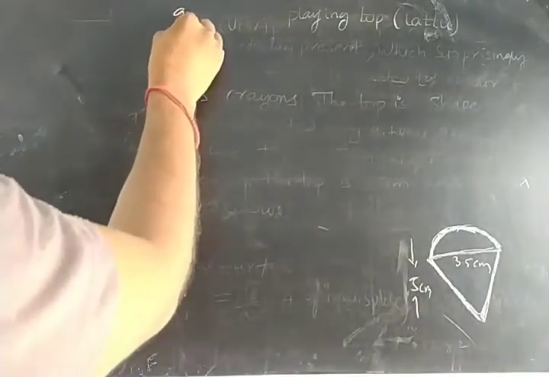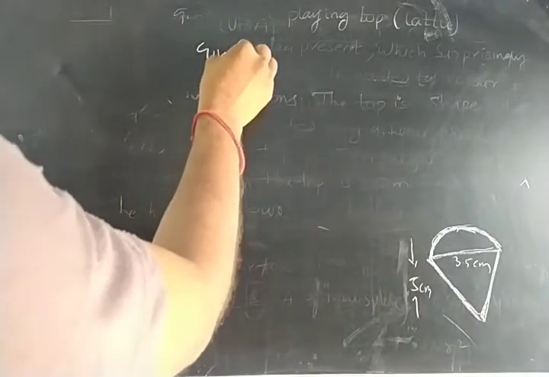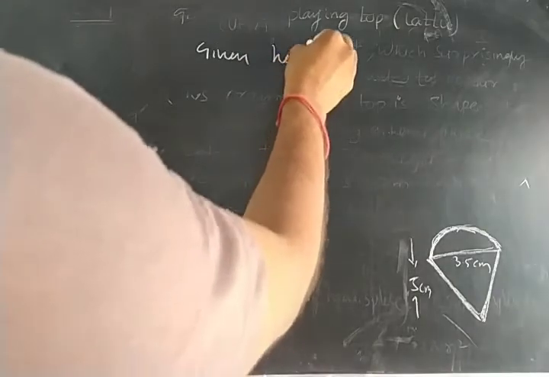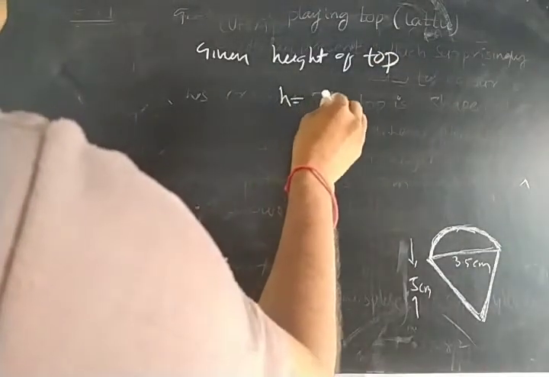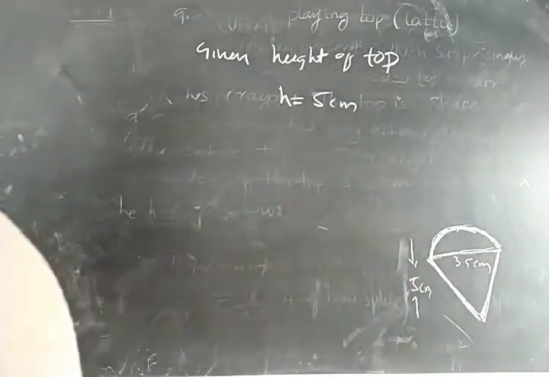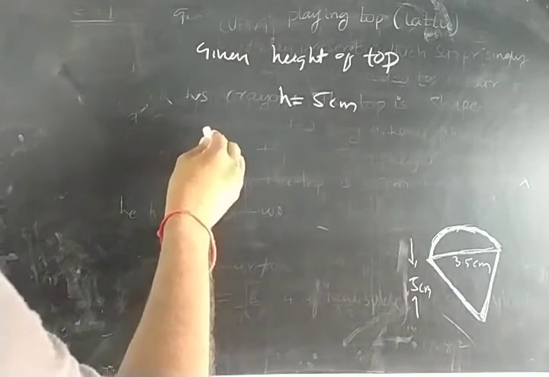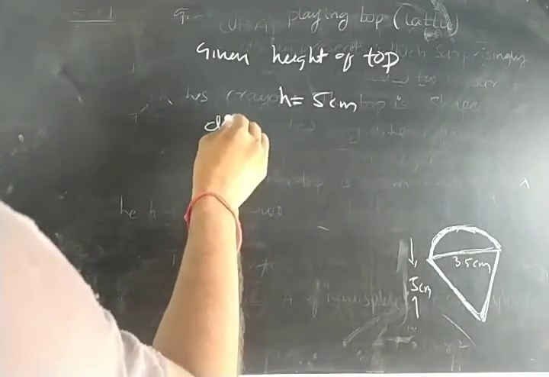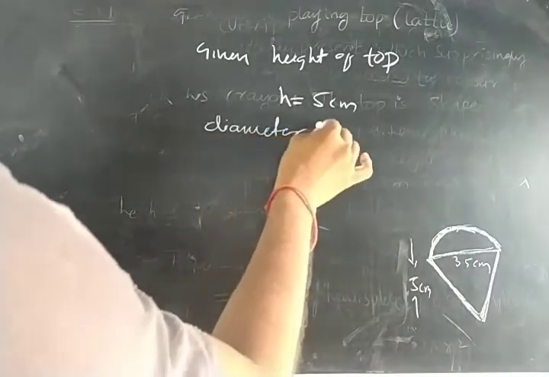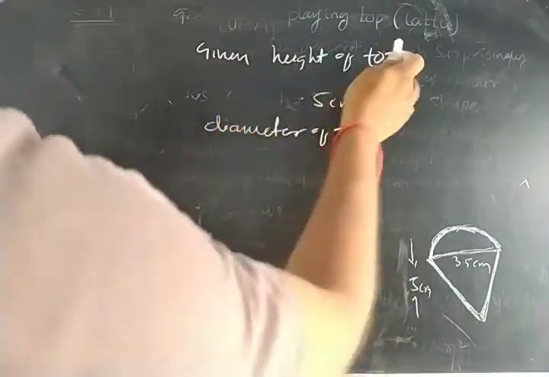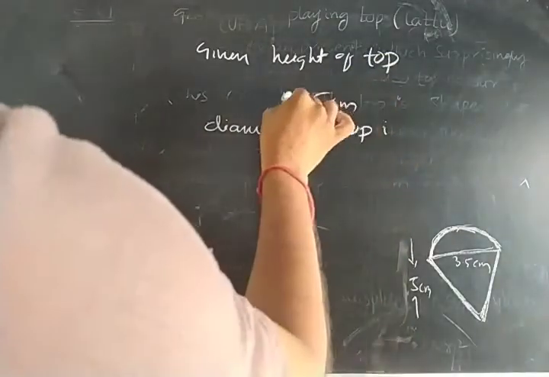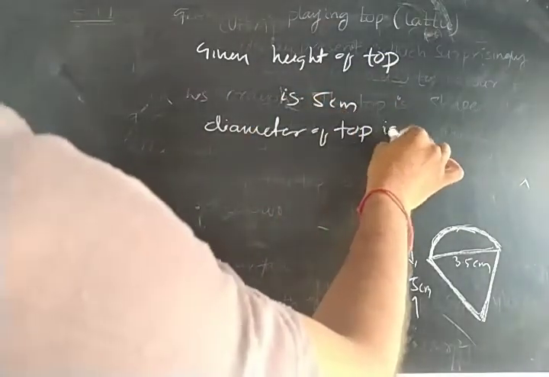First write the given information. What is given? Given the height of the lattu, also known as the top, the playing top. Height of the top is h equal to 5 centimeters, right? And the diameter of the top is 3.5 centimeters.